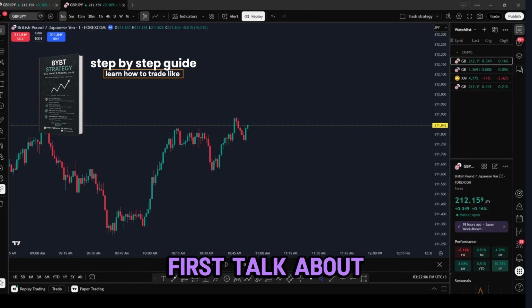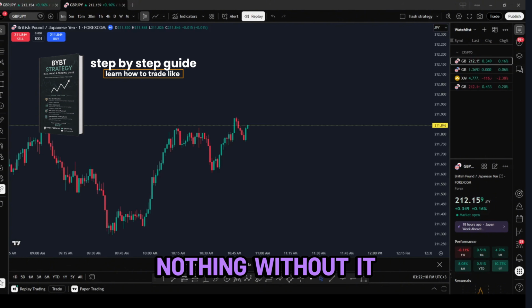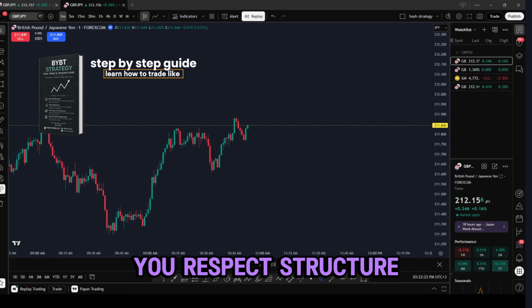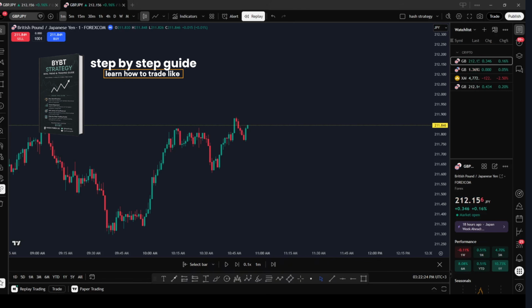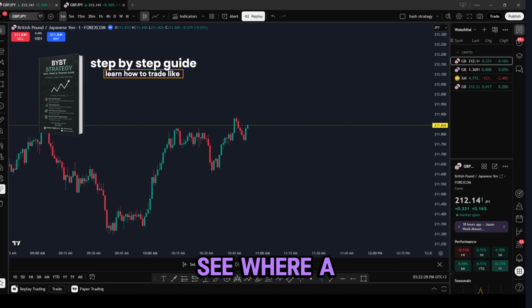So let me first talk about the context, because entries mean nothing without it. We are on GBPJPY 1-minute time frame. This pair is aggressive, volatile, and perfect for scalping if you respect structure. Before I even think about entering, I want to see where price is reacting from.